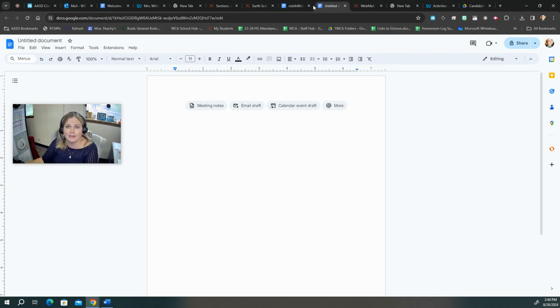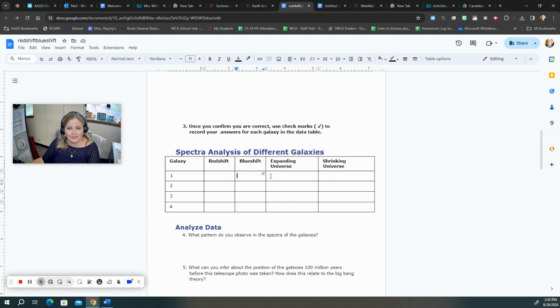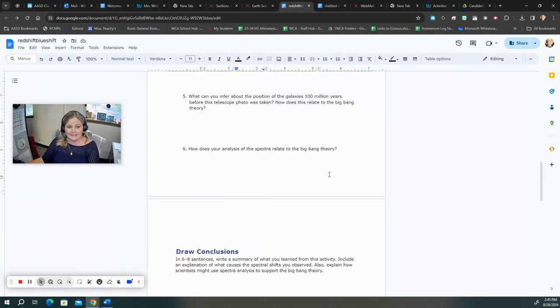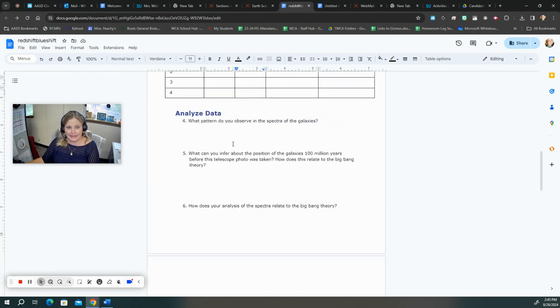So what you have to determine on this is, is this evidence of an expanding universe or a shrinking universe? So basically, if it's a redshift, it's expanding. If it's a blue shift, it's going to be shrinking, okay? And then lastly, you need to answer the analyze questions. What pattern do you observe? What can you infer about the position of the galaxies 100 million years before this photo was taken? In other words, I know that can be tricky, but were the galaxies closer to the Milky Way in the past, or were they further away from the Milky Way in the past?